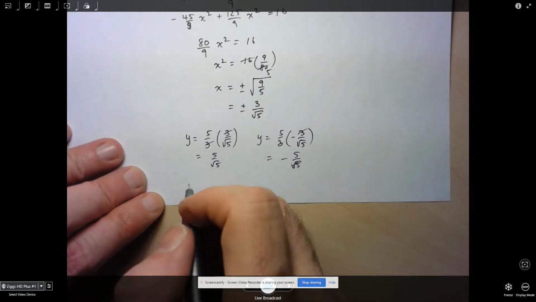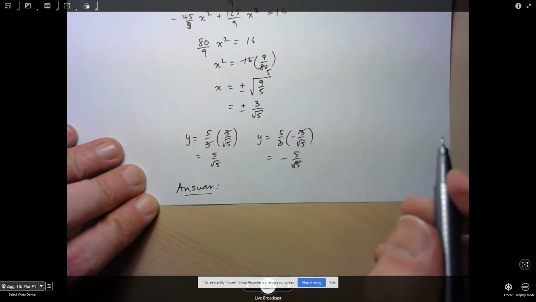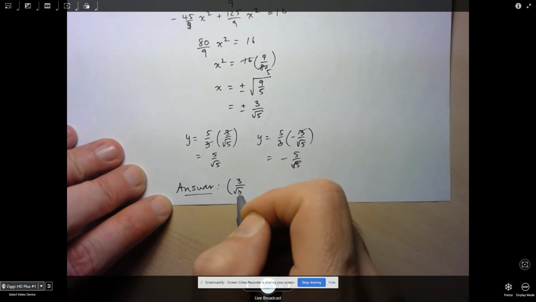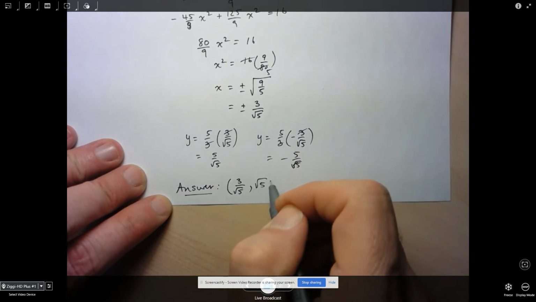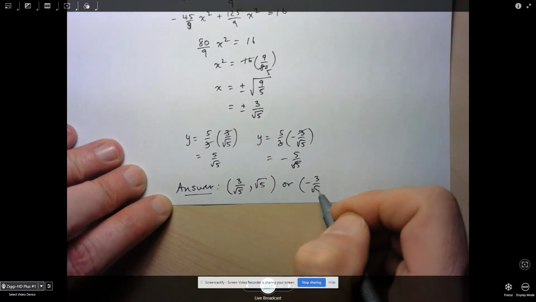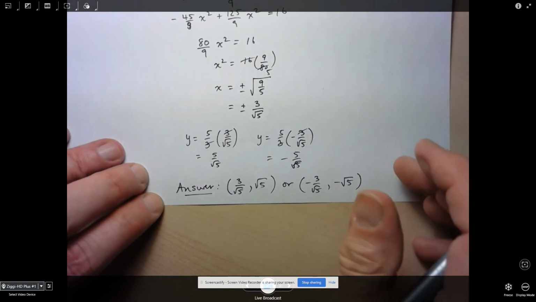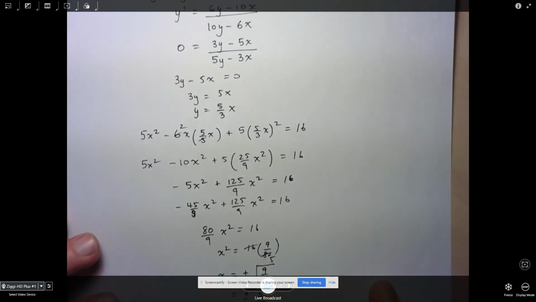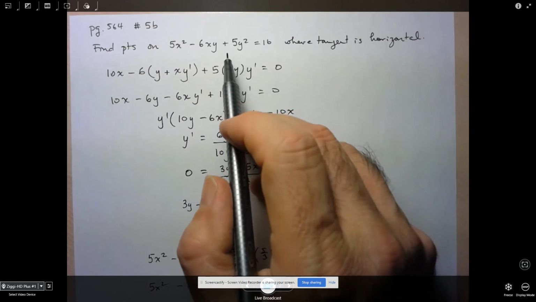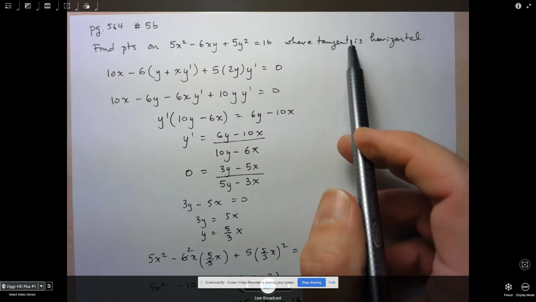We can actually simplify that. So our final answer here at the bottom of the page, our 2 points are going to be, first one, 3 over root 5, and the y value is root 5, or negative 3 over root 5, and the y value is negative root 5. And there's our answer. Just to recap here, I want to determine where the slope of the tangent to this curve is horizontal, or sorry, where the tangent is horizontal. So in other words, where the derivative is equal to 0.